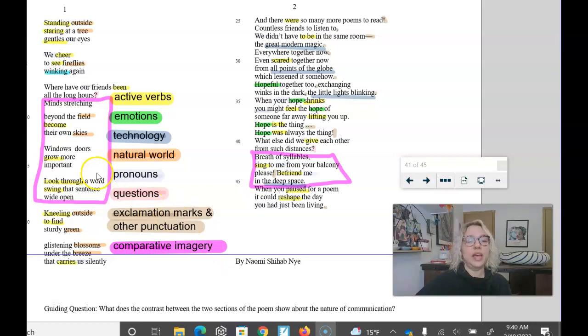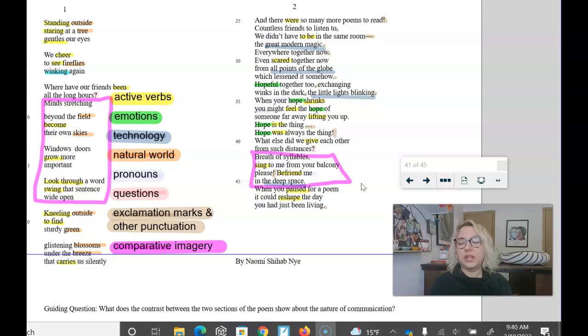Comparative imagery. We have these comparative images where minds are stretching to become their own skies, and we're looking through words like windows and swinging a sentence open like a door. And then there was this interesting comparative imagery too in part 2. Breath of syllables, sing to me from your balcony, please. Befriend me in the deep space.